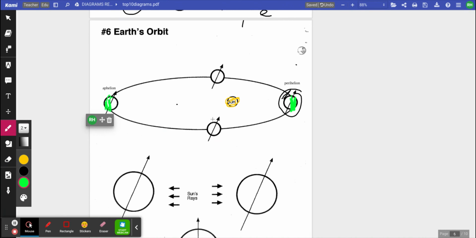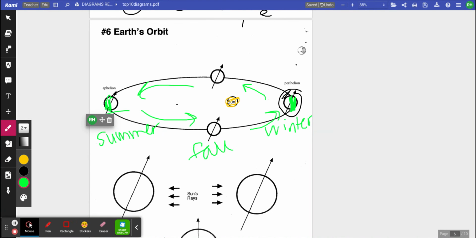So at the perihelion here, the dark part, in green, is creeping into the northern hemisphere. There's less sun in the northern hemisphere. This is winter. And then this one has more sun in the northern hemisphere, so this is summer. And all things in space go counterclockwise, so we go around like this. So that makes this fall or autumn, and this is spring.